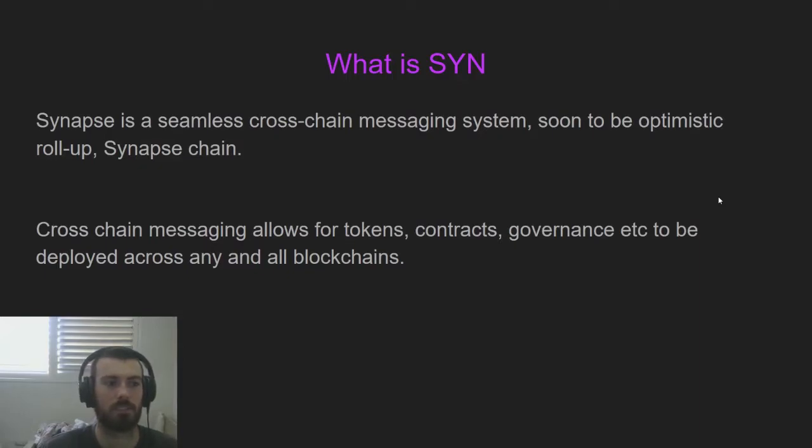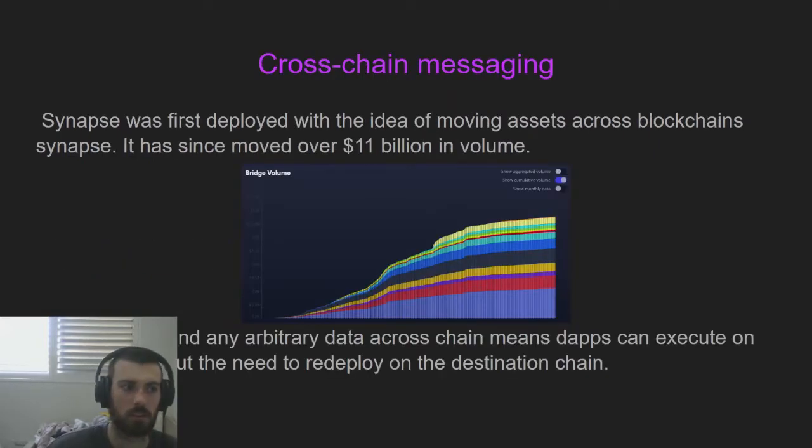So Synapse is a cross-chain messaging system. It's going to soon be its own optimistic roll-up chain. The messaging allows for tokens, contracts, governance to be deployed across any blockchain and all blockchains at the same time. It was first deployed simply to move assets across blockchains, and it's since cumulatively done over 11 billion in volume.